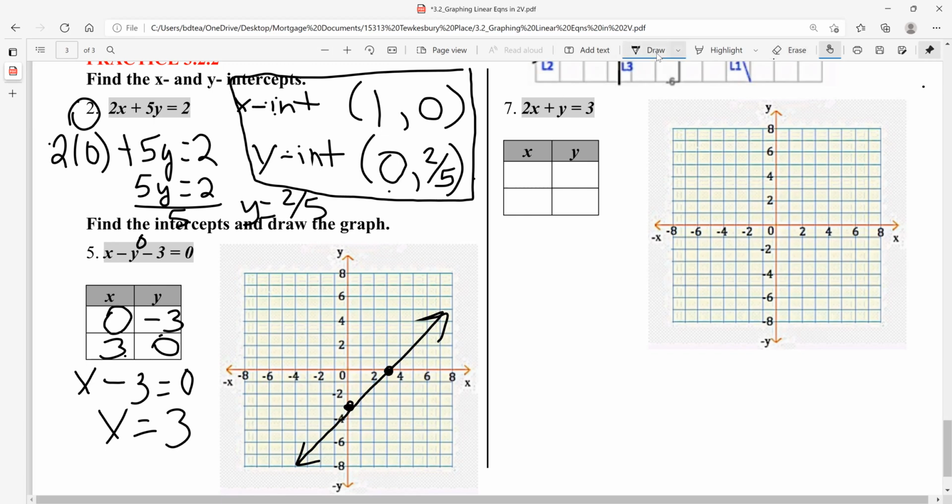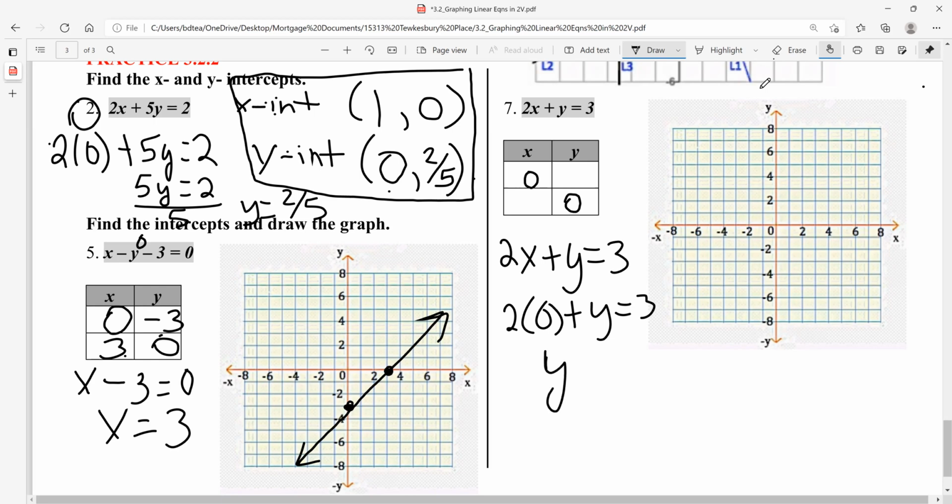Let's look at number 7. 2x plus y equals 3. Again, they want you to find the intercepts. Using the intercepts, just put 0 in for x and y, and then use the equation to get the corresponding values. So you have 2x plus y equals 3. Okay, so x is 0. When x is 0, y equals 3.